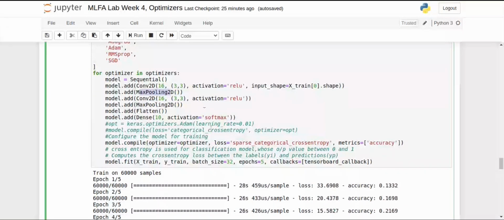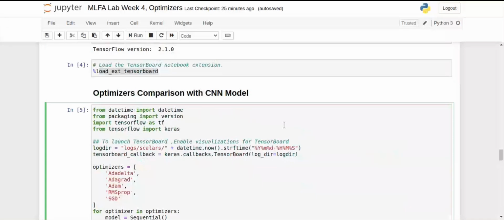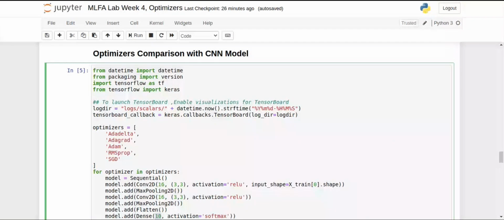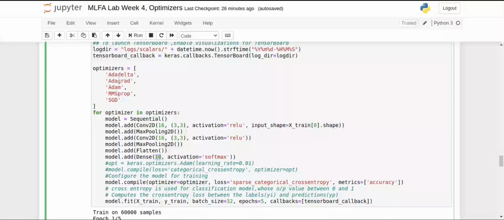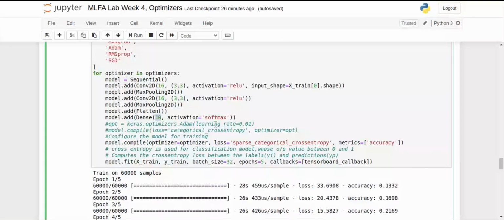And at last there are 10 units with softmax, because in MNIST, as I have said, there are digits 0 to 9, and we have to predict which number the picture belongs to. And then we have used these 5 optimizers to see which one was the best. For that we have just run 5 epochs of batch size 32 and plotted it.